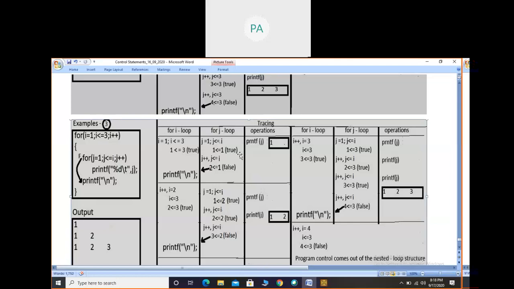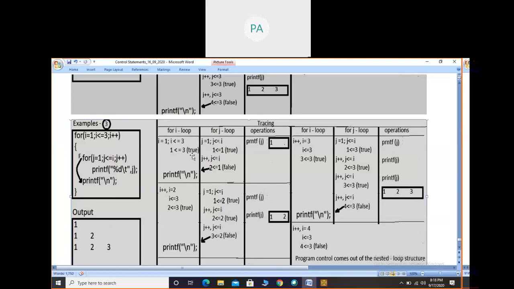Okay, so we'll look at the tracing here. In the i loop, i is equals to 1, i less than or equals to 3. 1 less than or equals to 3, the condition is true. When we go to the j loop, it starts from 1, j equals to 1. Here we shall look at how many times the j loop will execute. In this particular example, it will not execute 3 times in every round. Instead, it will execute the number of times depending on the i value.